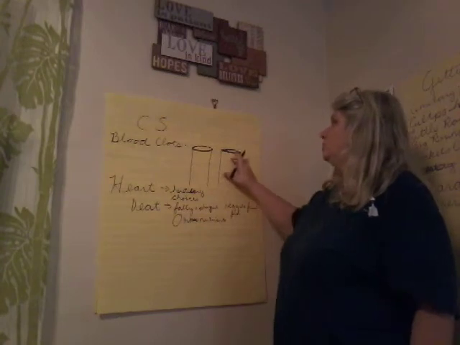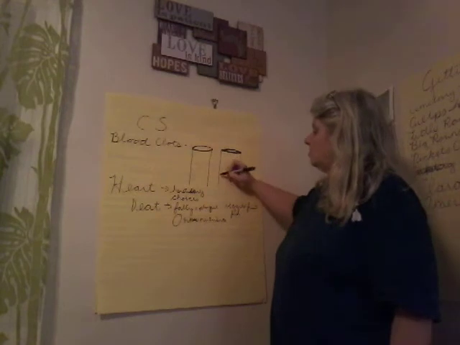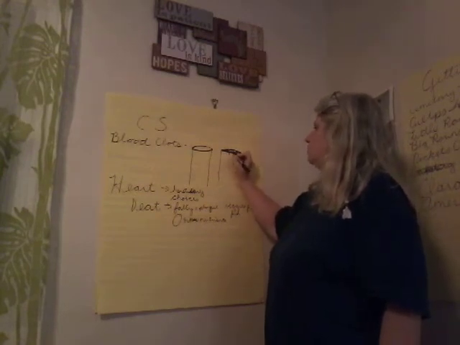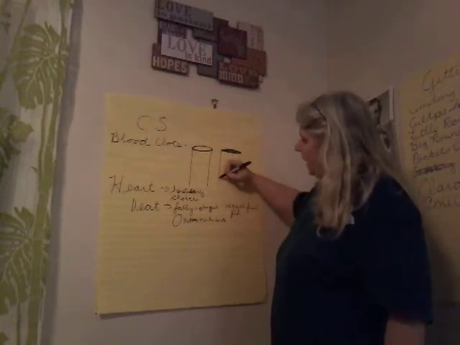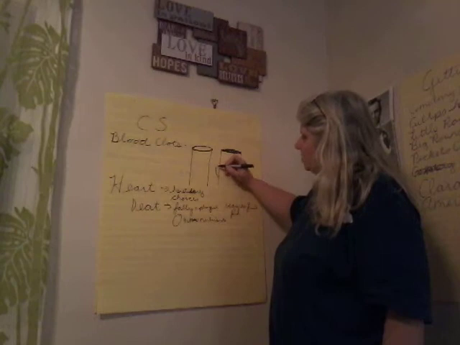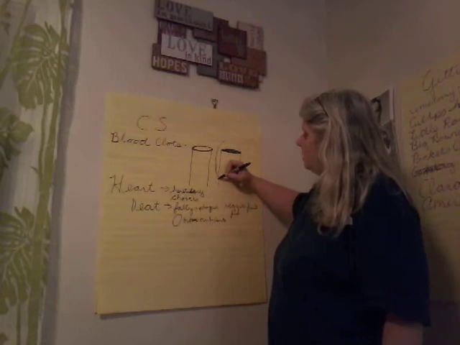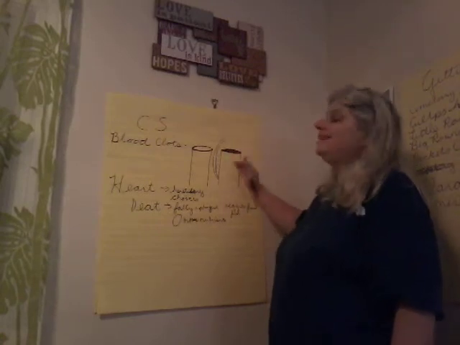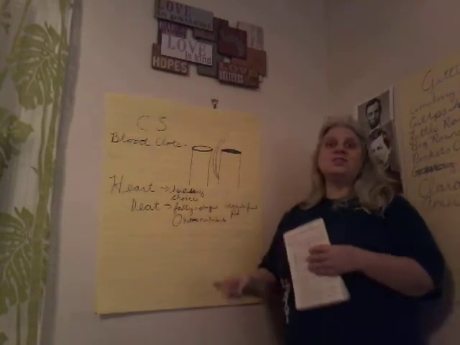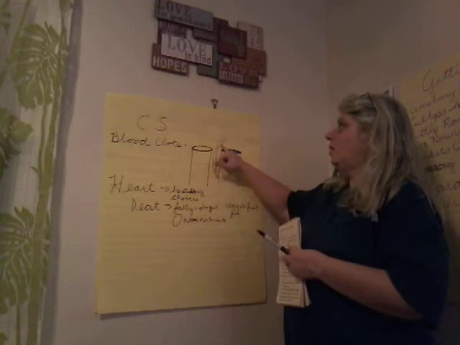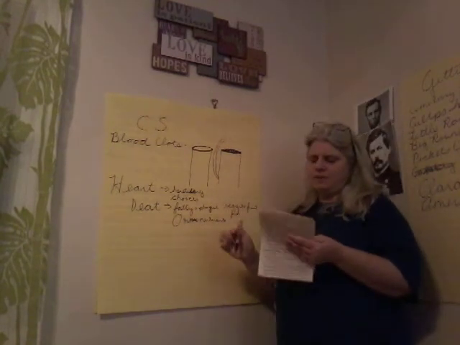Like I said before, if it gets too small, they have to do surgery. Sometimes they have to do bypass surgery. If it gets really, really little, they have to take a vein and actually put a new vein in here so that the blood can go around the blockage. That's called bypass because they're bypassing where the blockage is.